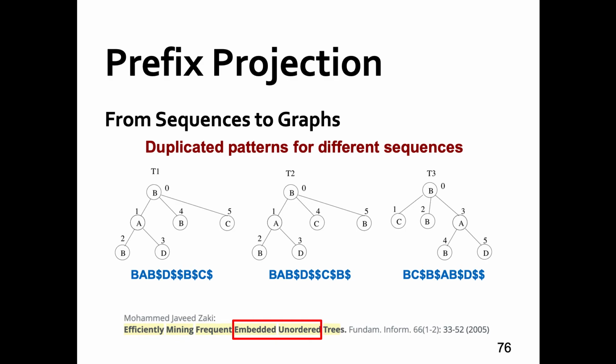Taking tree patterns as an example, where we do not differentiate the order of child nodes. Here, we can simply encode a tree pattern using depth-first node traversal, except that we need to add a $ sign each time we backtrack. For example, for the first tree, we have B, A, B, $, D, $, B, $, C, $. We can see that the other two trees are the same pattern, but with different children order. But their encodings are different.